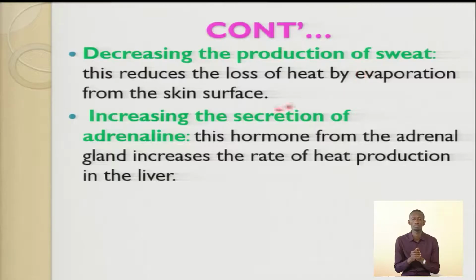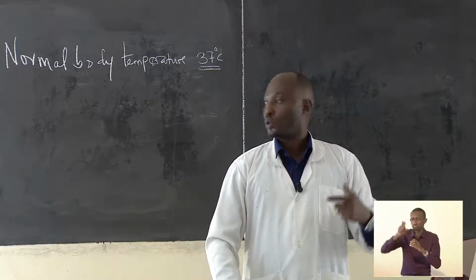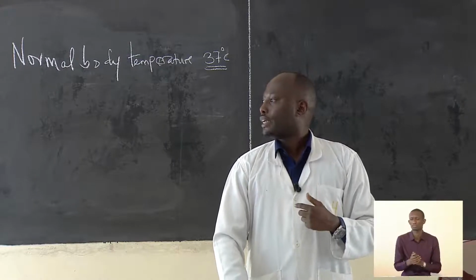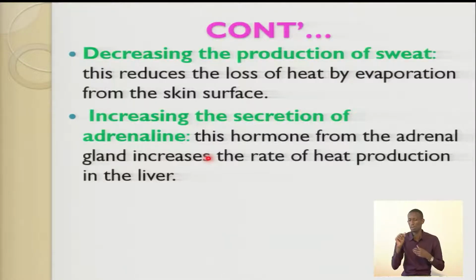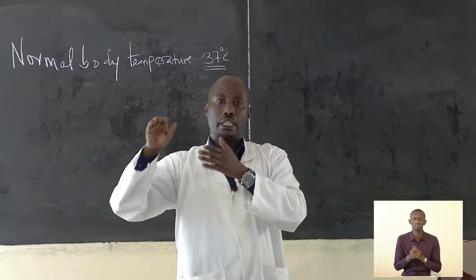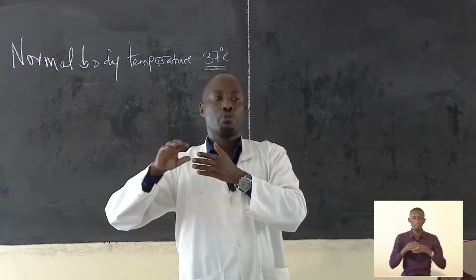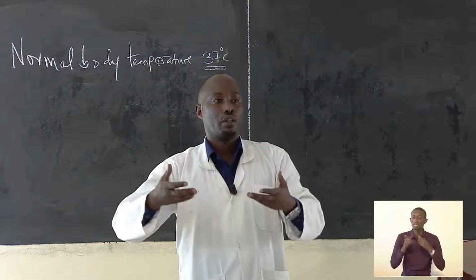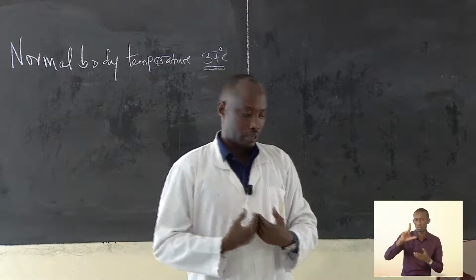Another one is, when the temperature is very low, increasing the secretion of adrenaline hormone. I told you a hormone is a chemical messenger, and hormones normally move to the target organ to cause an effect. Let me say the temperature was very low. So adrenaline hormone is produced, and once it is produced, what happens? It is produced by the adrenal gland, which is located at the top of the kidney, and it increases the rate of heat production in the liver. And now we are going to increase our body temperature.